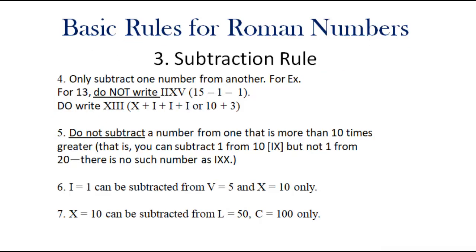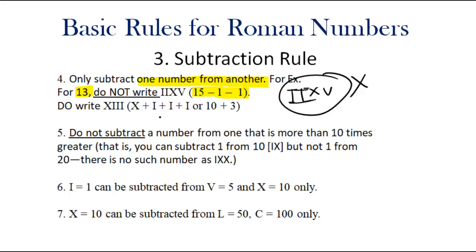Repeated subtraction rule. Only subtract one number from another. So repeated subtraction is not allowed. For example, 13 cannot be considered as 15 minus 1 minus 1, where 1 is repeated 2 times. 15 is XV, and the subtraction is I and I. So this combination is invalid.